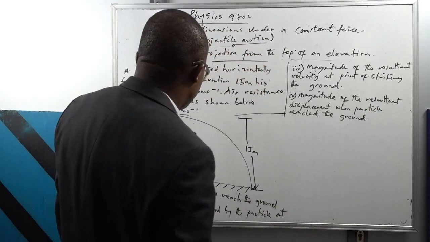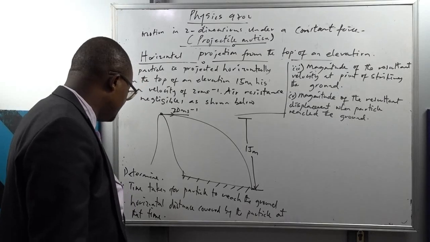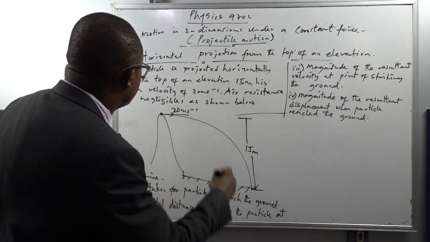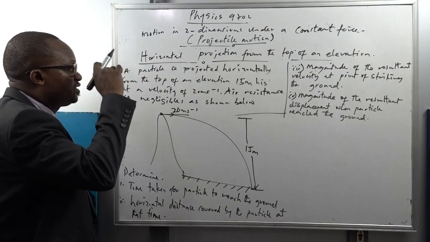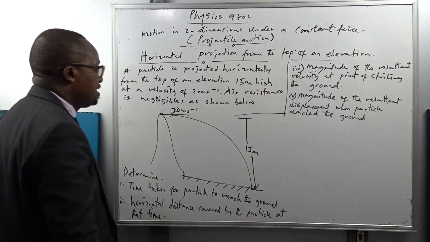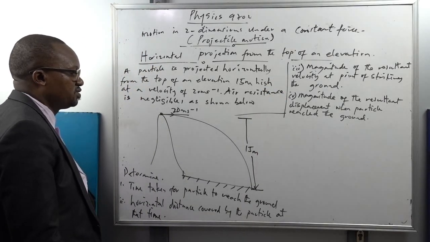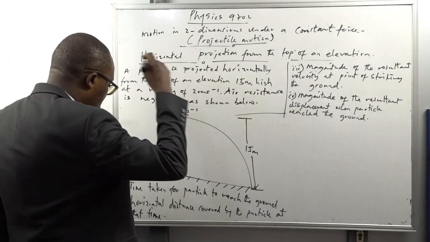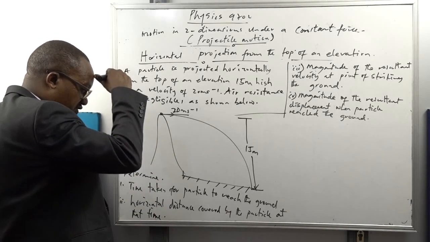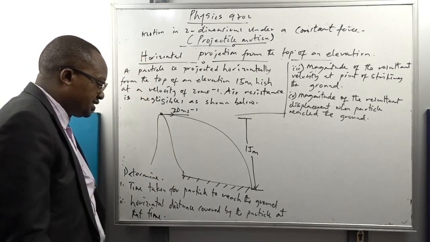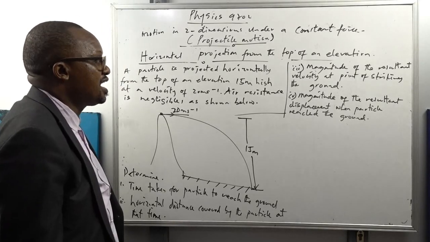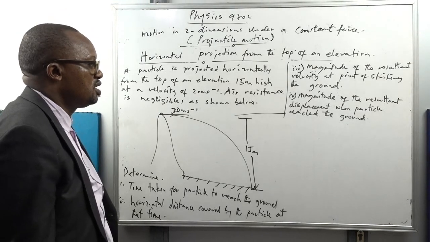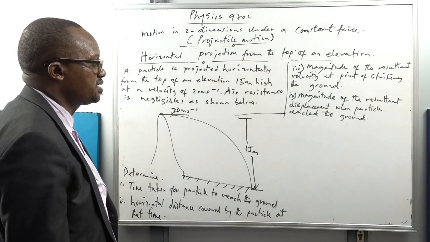Okay, so we can start solving now. The first one says, determine the time taken for the particle to reach the ground. So we said here, a particle is projected horizontally from the top of an elevation 15 meters high at the velocity of 20 meters per second. Air resistance is negligible. That means the particle is moving freely under gravity, as shown below. Determine: 1. Time taken for the particle to reach the ground. 2. Horizontal distance covered by the particle at that time. 3. Magnitude of the resultant velocity at the point of striking the ground. 4. Magnitude of the displacement when the particle reaches the ground.